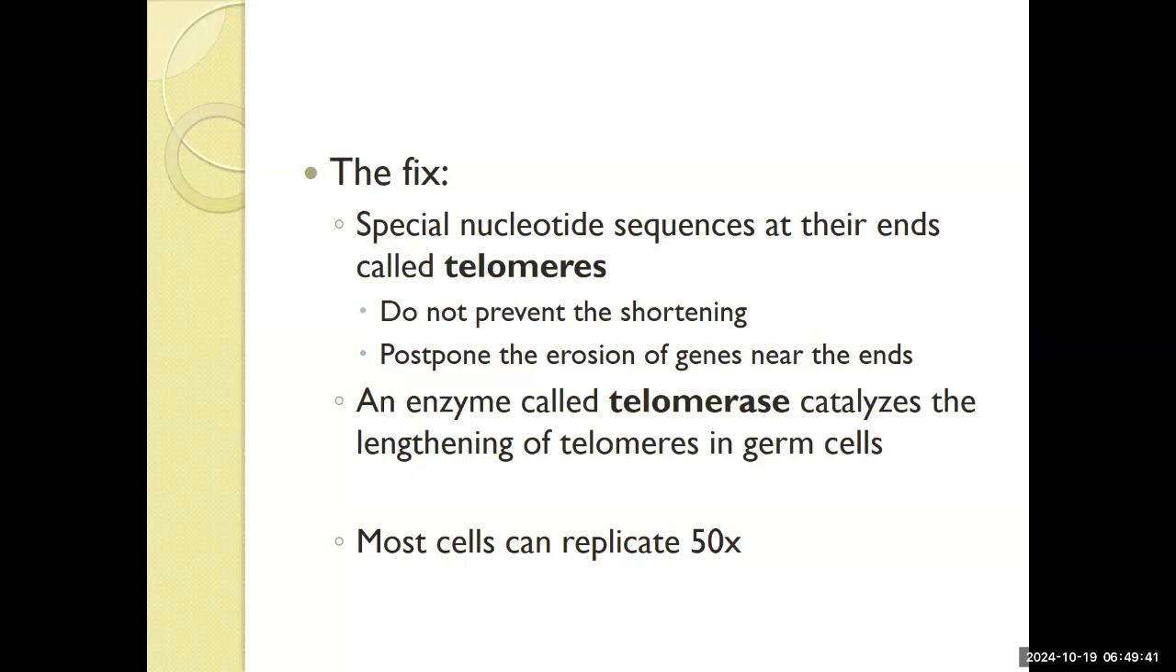These are special nucleotide sequences at the very end of the chromosomes that don't code for any critical genes. And so while they are shortened, they postpone the erosion of the critical genes near the ends. A special enzyme called telomerase adds telomeres in our germ cells. And the length of the telomeres determines how many times that cell can be duplicated, which gives us the average number of about 40 to 50 replications per cell before the telomere is completely eroded.